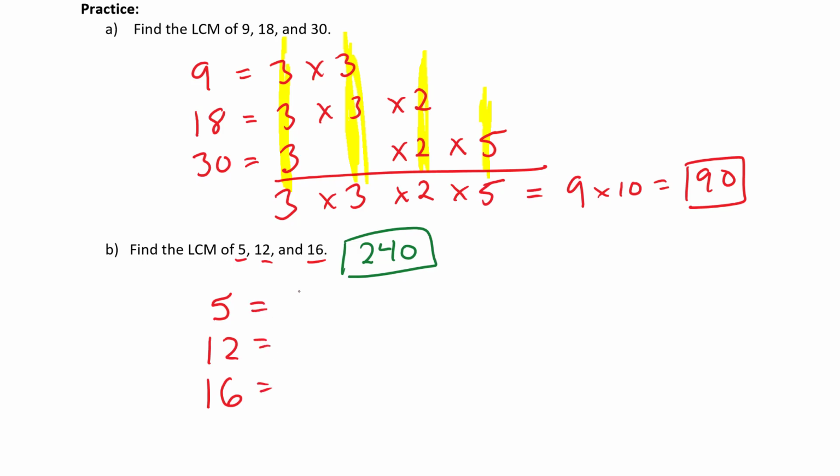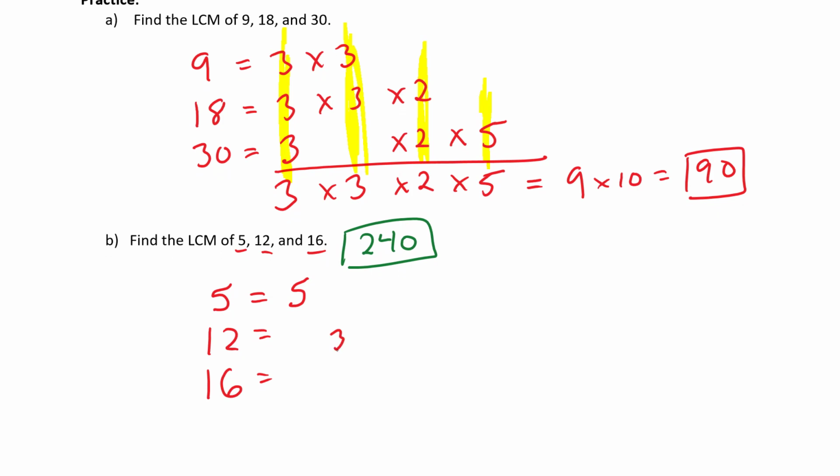5 is a prime number. Remains there. 12 is going to be 3 times 4. But 4 is not a prime number. Let's break it down into its prime numbers. 3 times 2 times 2. Next up, 16. Well, 16 is 4 times 4, but 4 is not a prime number. So I'm going to write 2 times 2 times 2 times 2.